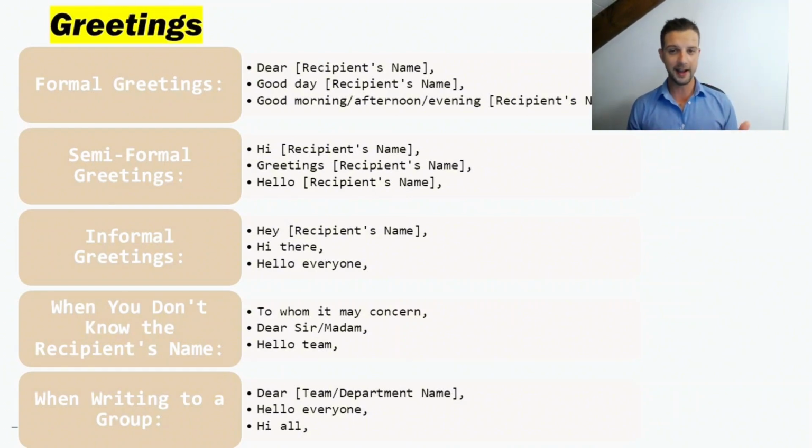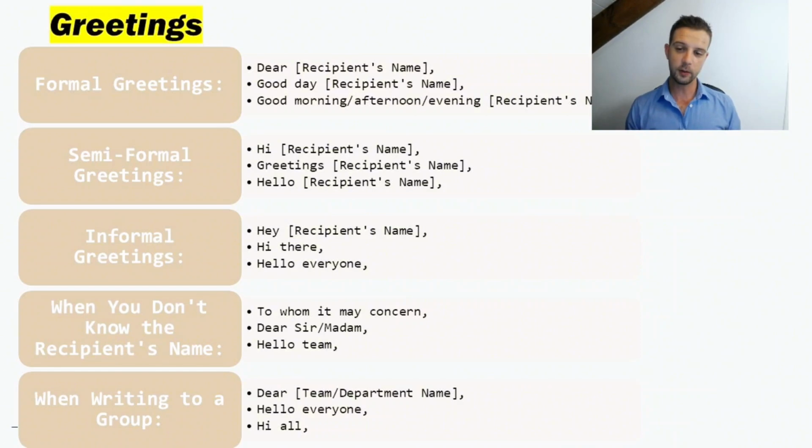Semi-formal greetings: hi, that's okay, hi plus the recipient's name. And generally, it's okay to start using semi-formal greetings after your first email exchange with the recipient. Let's say you've emailed Sandra and Sandra's emailed you back. Oh, it's good to meet you via email, or it's good to cooperate with you. And the second and the third email can become more or less formal, semi-formal. So here it's okay to say hi Sandra, or greetings Sandra, or hello Sandra.